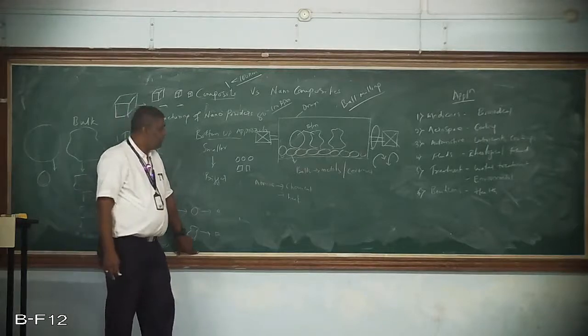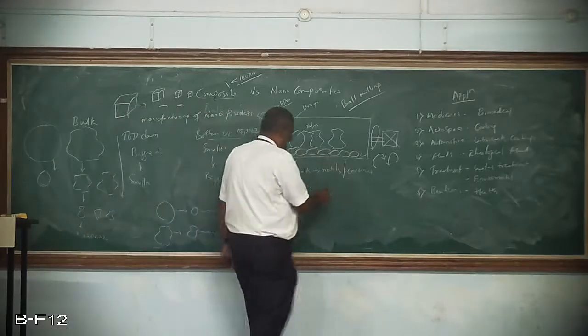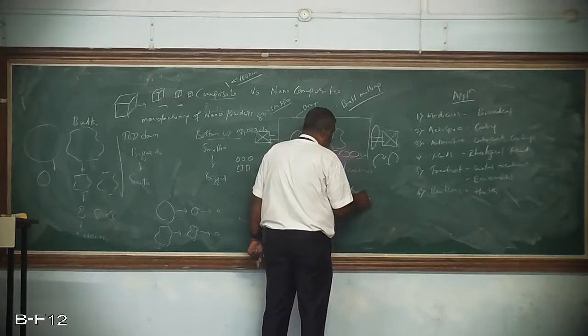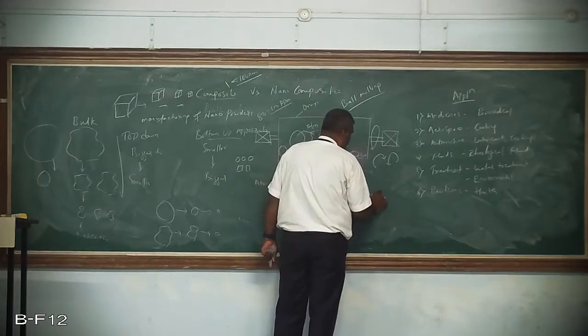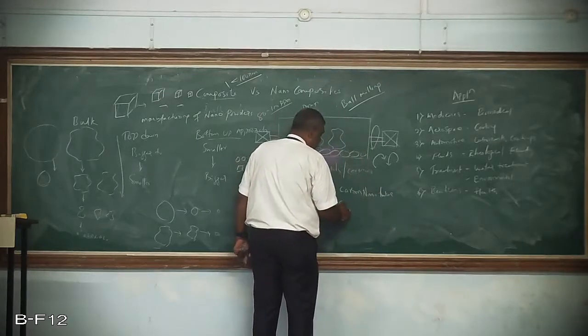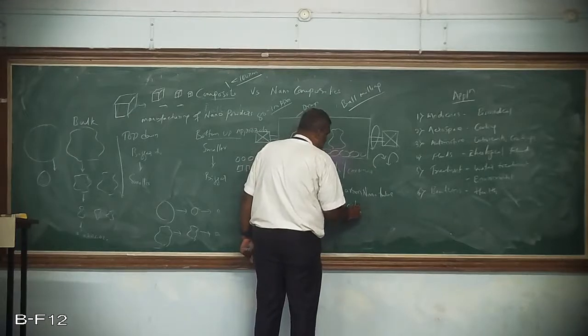Now this is developing the process of carbon nanotubes. Again, in this there are two types. One is single wall, and the second one is multi-wall.